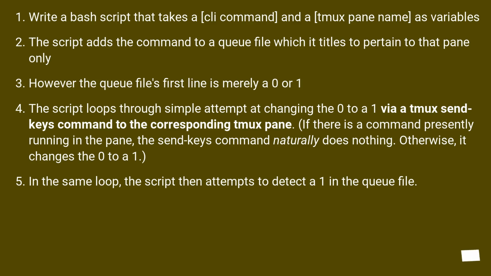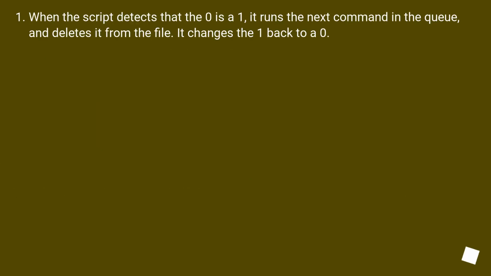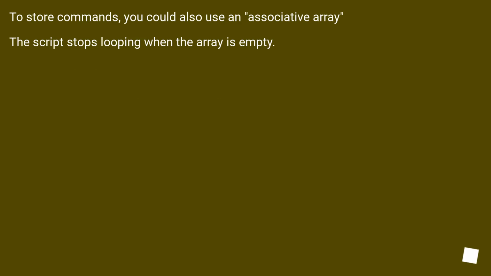In the same loop, the script then attempts to detect a 1 in the queue file. When the script detects that the 0 is a 1, it runs the next command in the queue, and deletes it from the file. It changes the 1 back to a 0. To store commands, you could also use an associative array. The script stops looping when the array is empty.